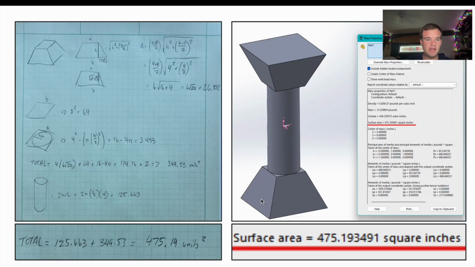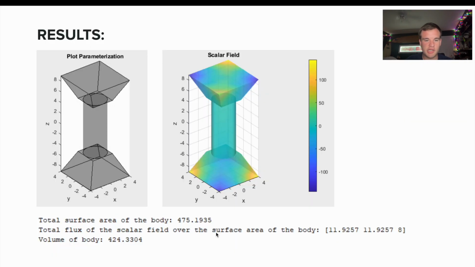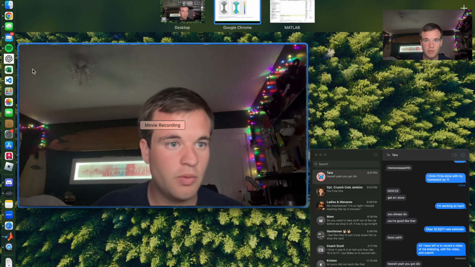I calculated the surface area by hand. I also used MATLAB to verify the surface area and the volume. You'll see 475. Here I'm showing the results again. You'll see 475. The flux we didn't have to verify by hand this week. And let me just show you the code working real quick.